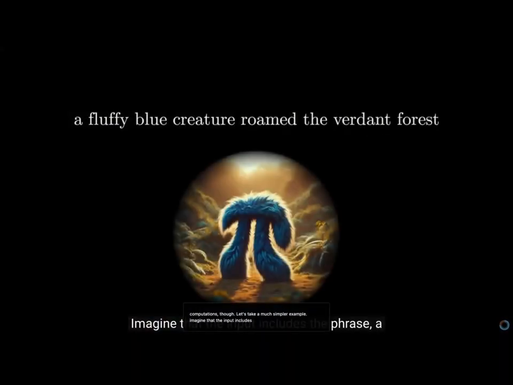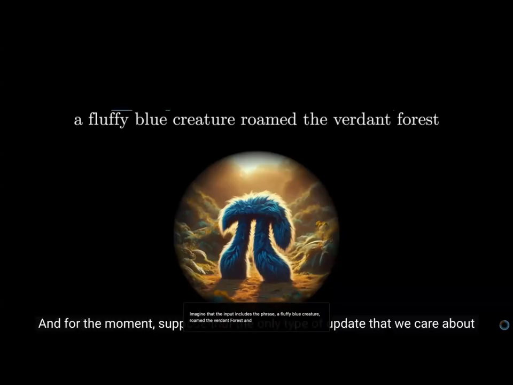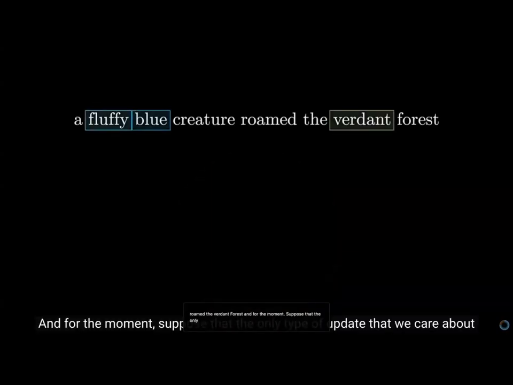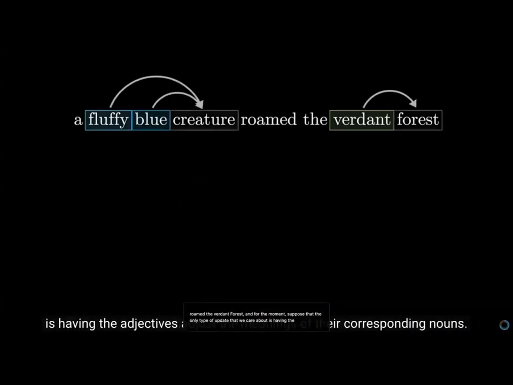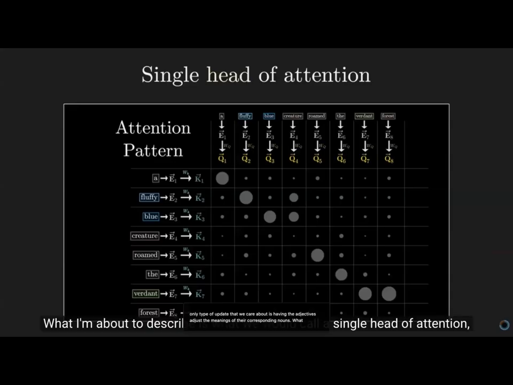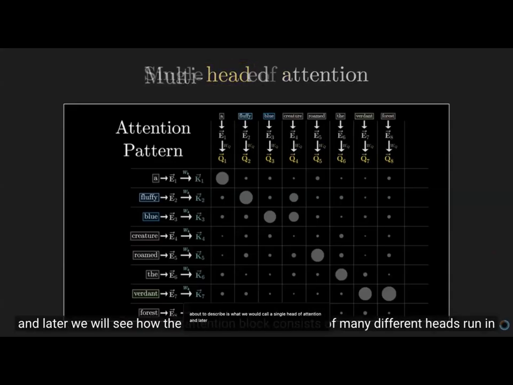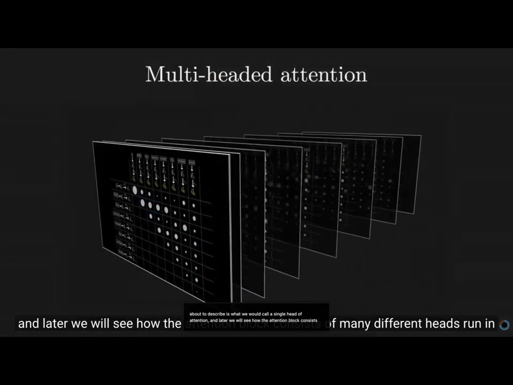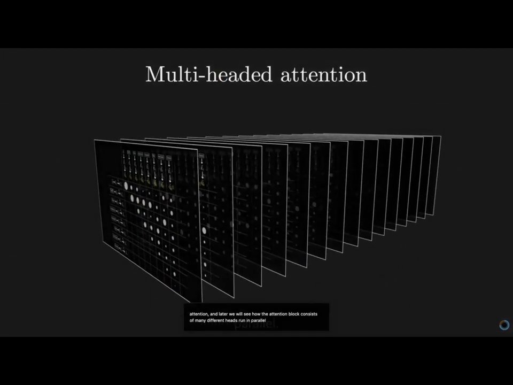Imagine that the input includes the phrase, "A fluffy blue creature roamed the verdant forest." And for the moment, suppose that the only type of update that we care about is having the adjectives adjust the meanings of their corresponding nouns. What I'm about to describe is what we would call a single head of attention, and later we will see how the attention block consists of many different heads run in parallel.